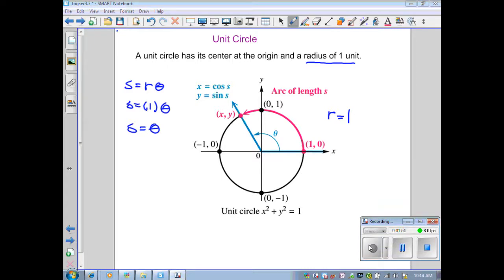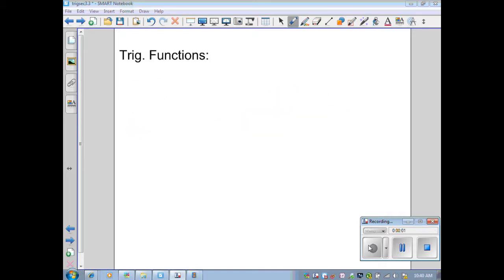This diagram also shows these circular functions, at least the beginnings of some of our trig circular functions, that x is equal to cosine s and y is equal to sine s. Let's take a look at how these trig functions are related to the circular functions.